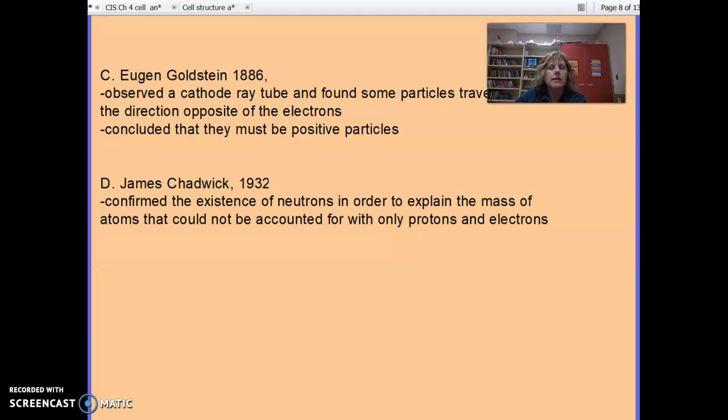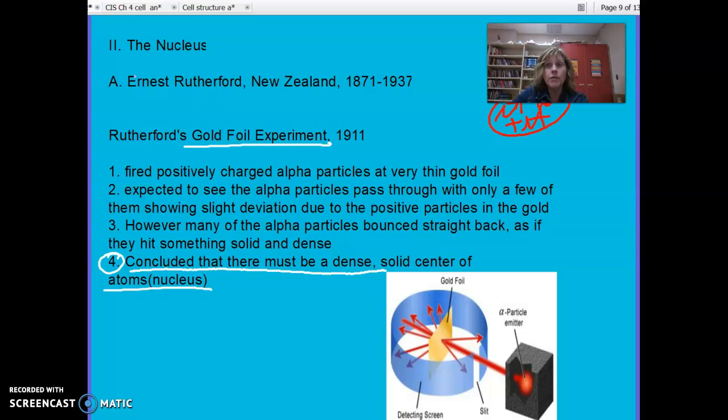Good morning, chemistry students. We left off talking a little about J.J. Thomson and the electron, Eugene Goldstein detecting those positive particles, and James Chadwick detecting those uncharged particles. At this point in time, we really don't understand where those particles are found. We just know that we have particles that are positive, some that are negative, and some that contribute to mass but don't appear to be charged. But we really don't know much about the actual structure of the atom itself.